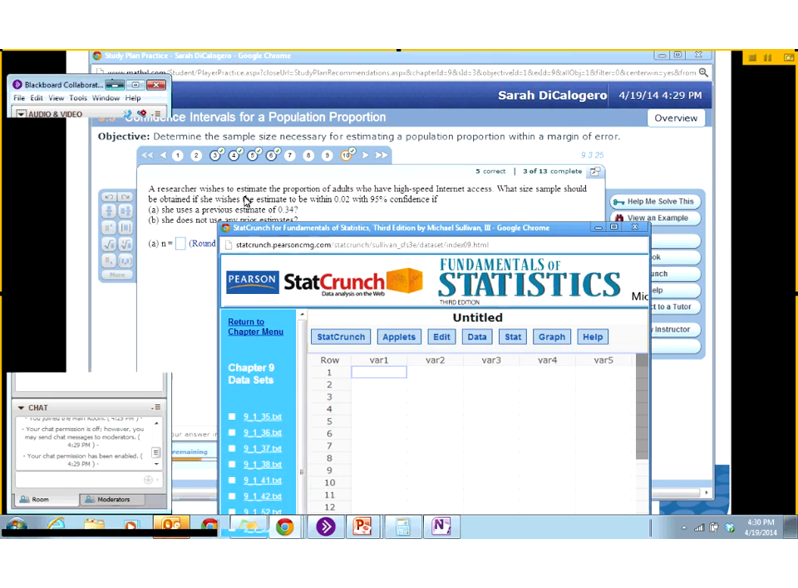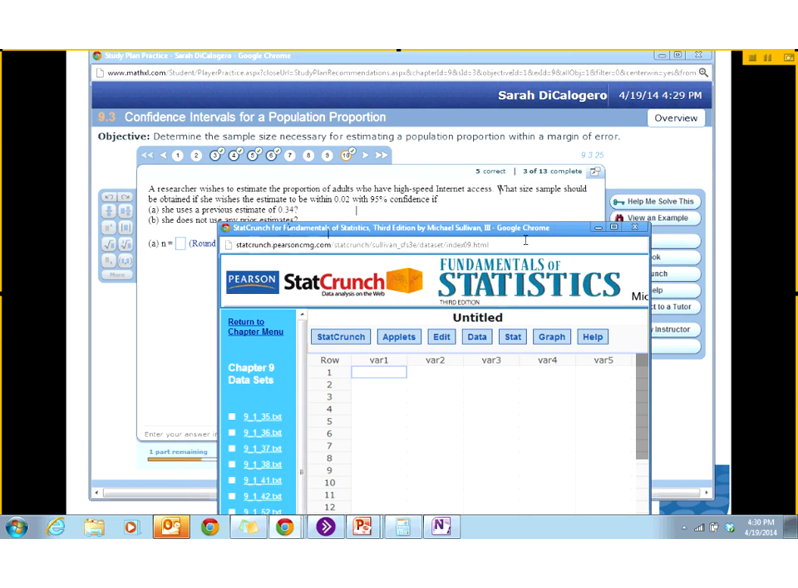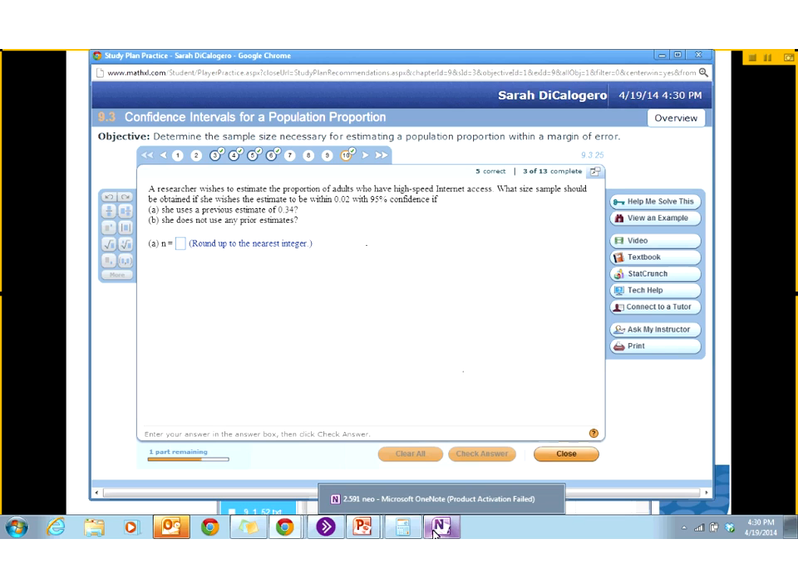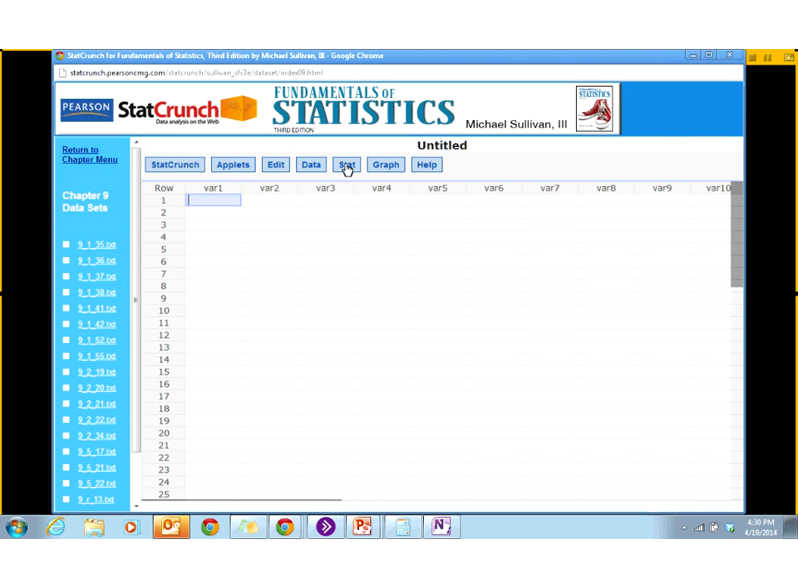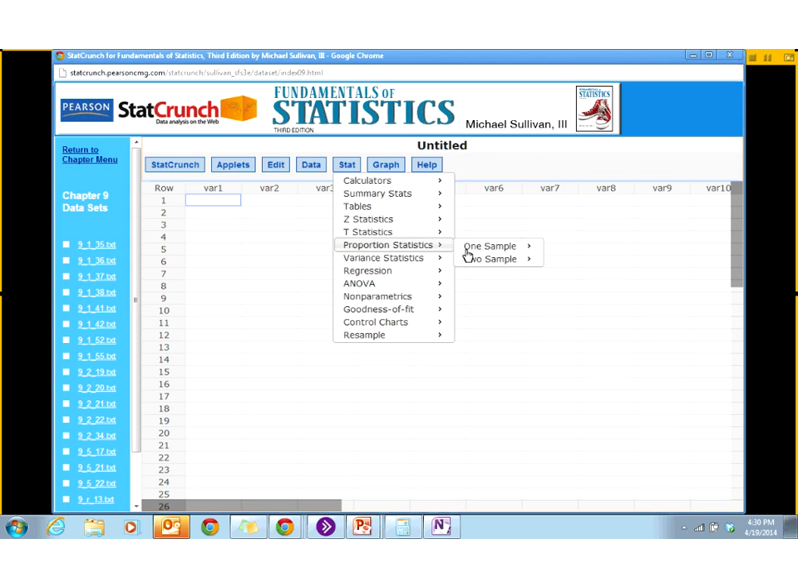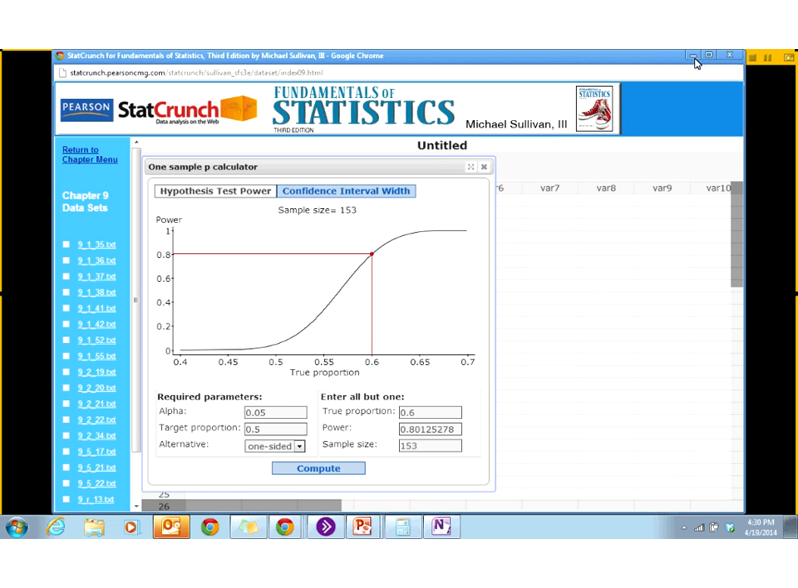Okay. So researchers want to estimate the proportion of adults who have high-speed internet access. What sample size would be attained if she wishes the estimate to be within 2 percentage points with 95% level of confidence? So we go to StatCrunch, stat, proportion statistics, one sample, and power sample size.